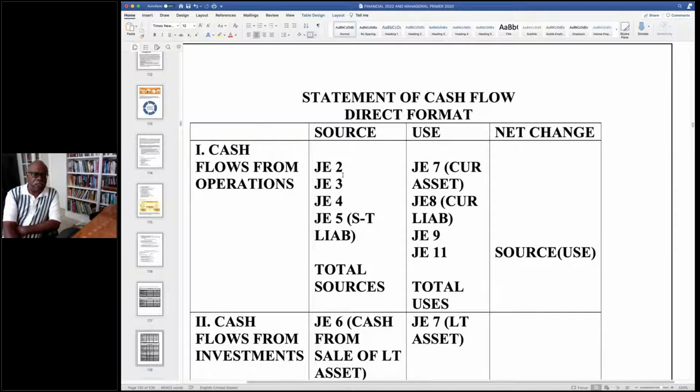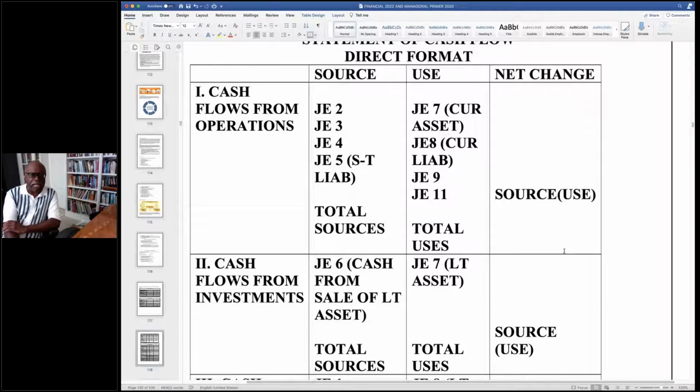For a company, journal entries 2, 3, 4, and 5, short-term liability, are sources of the cash. Journal entries 7, 8, 9, and 11 are uses of cash, and that difference is the cash from operations, which if it's not positive, then the company is not doing well.